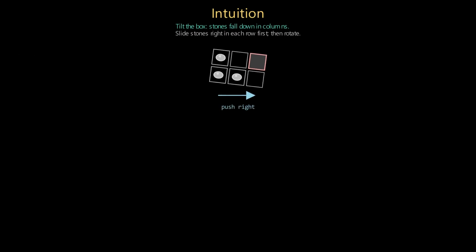Picture the box from the side. After a 90-degree clockwise turn, stones fall straight down in columns. The trick: before you rotate, slide every stone as far right as it can go in its row, like wind against the right wall. After the turn, that wall becomes the floor.